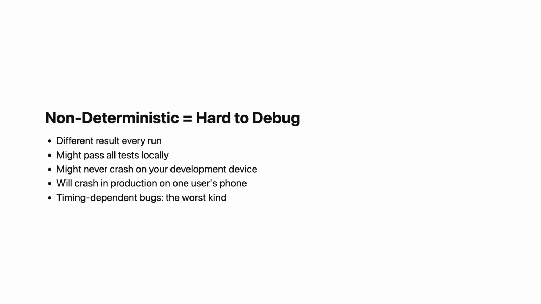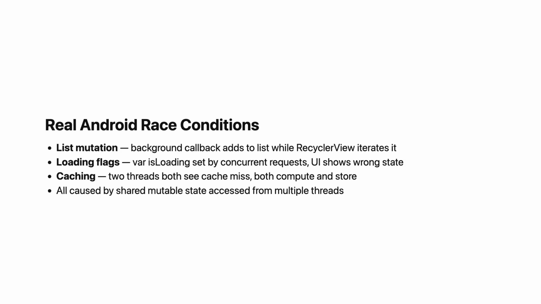Now you might be thinking, sure, that is a toy example, but does this happen in real Android apps? Absolutely. Here are three common patterns where I see race conditions in production Android code. First, multiple callbacks modifying the same list. You have an adapter backed by a mutable list. An API callback adds items to the list on a background thread. Meanwhile, the recycler view on the main thread is iterating through the same list to bind views.